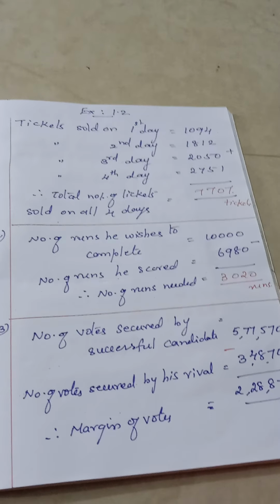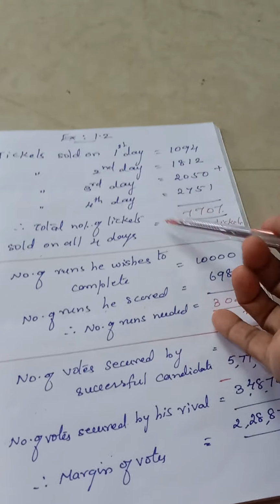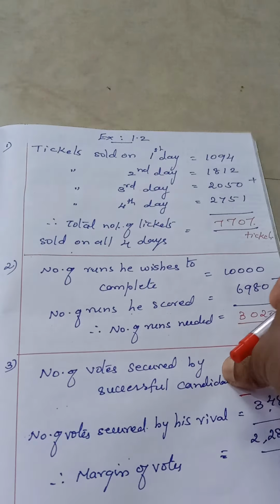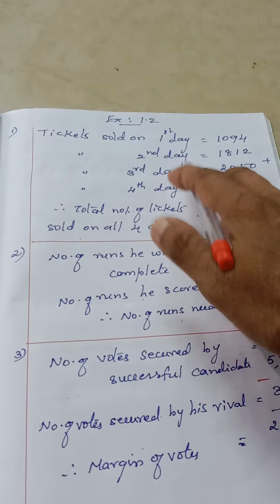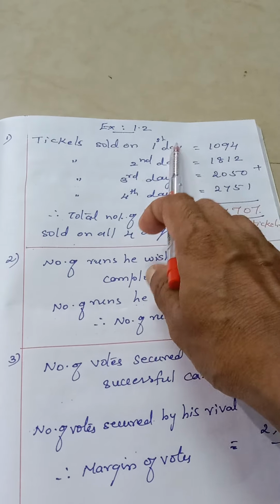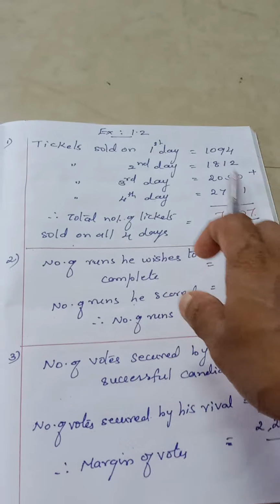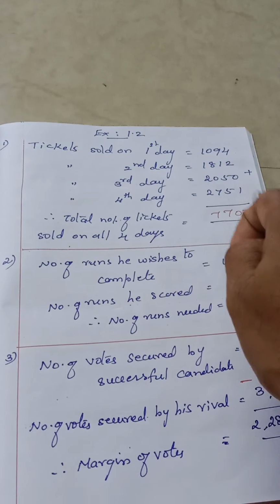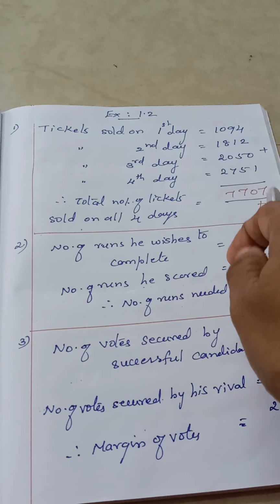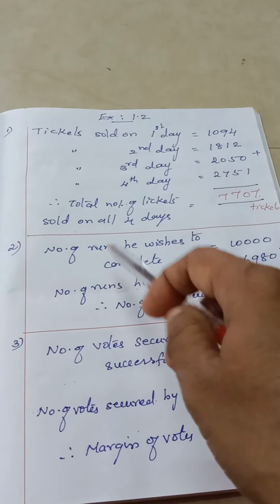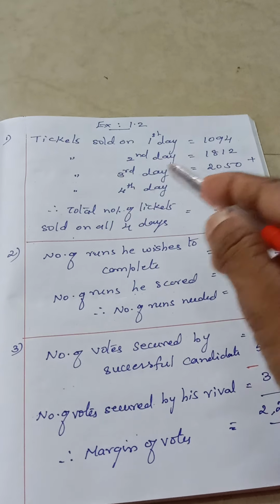So first, in a school they are conducting a book exhibition and they are selling some tickets also. First day how many tickets are sold, second day how many, and third day. On the first day they sold 1094 tickets, the second day it is 1812, the third day it is 2050 and the fourth day it is 2751. And the question is, what is the total number of tickets sold in all the 4 days?